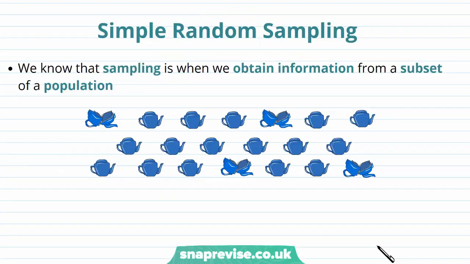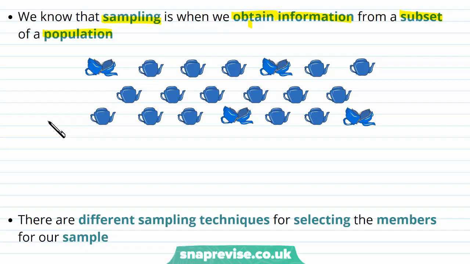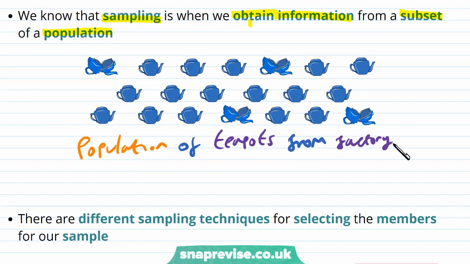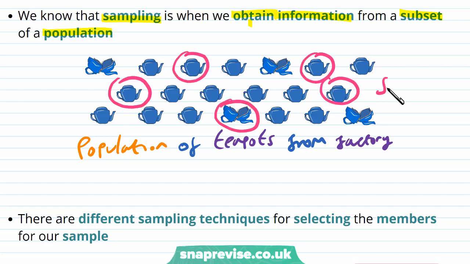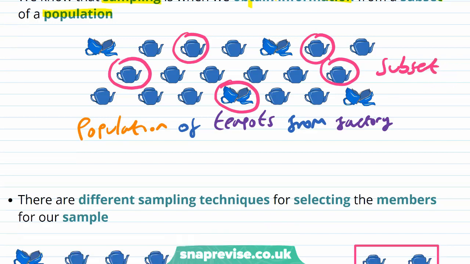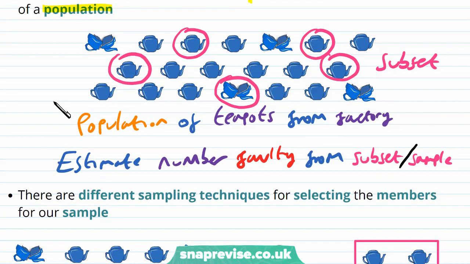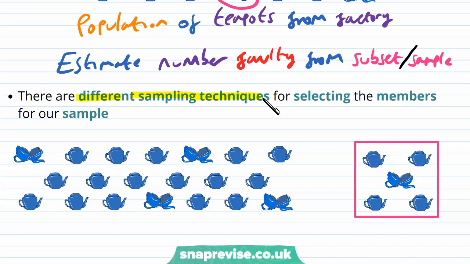So what is simple random sampling? We know that sampling is when we obtain information from a subset of a population. Let's say we have the population of teapots from a factory. We can consider a sample of the whole population, and this is just a subset of the entire population. We can then estimate the number of teapots that are faulty in the population by using the subset or sample. There are different sampling techniques for selecting the members for our sample.